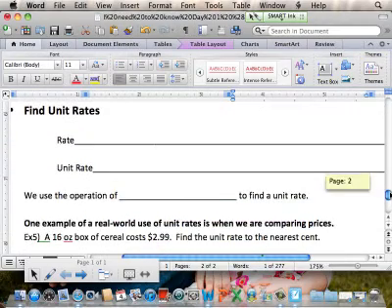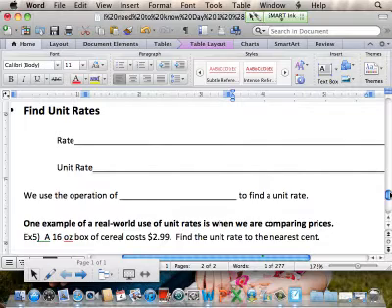Finally, finding unit rates. So just some definitions, and as a matter of fact, I'm going to go ahead and give you the book definition. I wasn't planning on doing that, but I'm going to go ahead and do it anyway. So these definitions can be found in section 1.3, on page 17. A rate is a fraction that compares two quantities measured in different units.